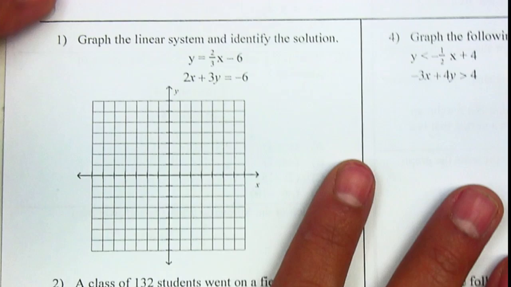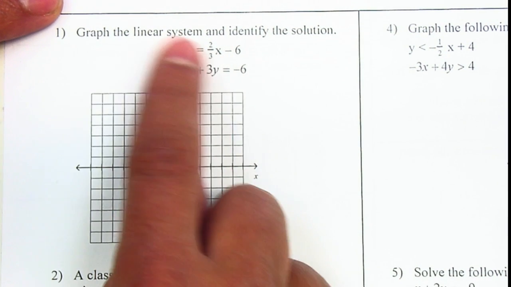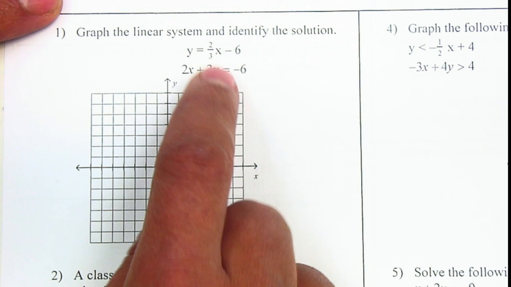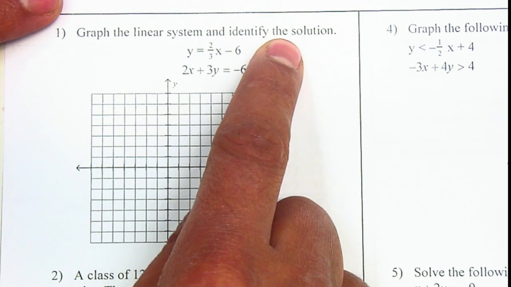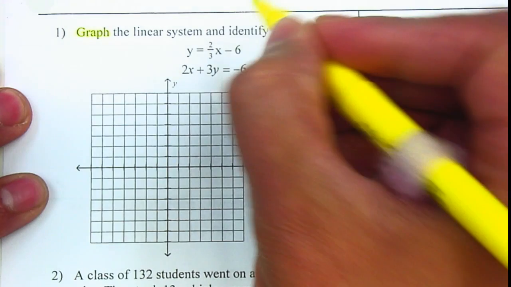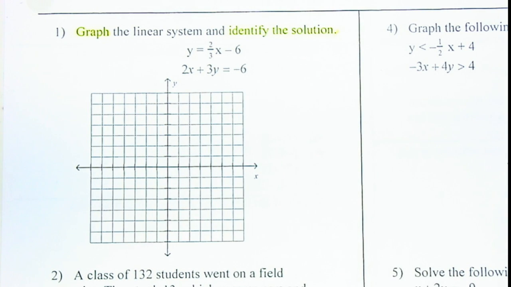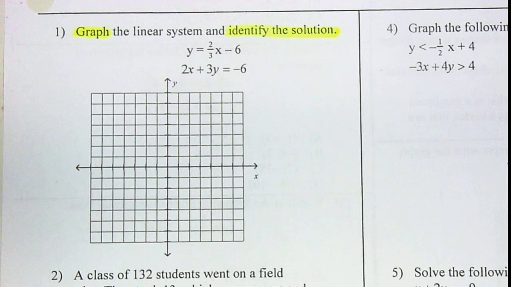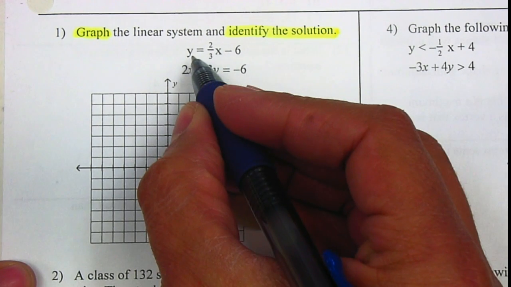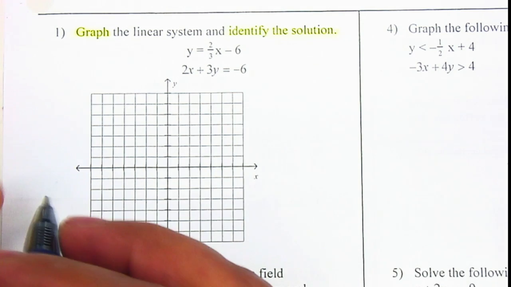On problem number 1 it says, graph the linear system. Remember, we have a system that consists of two different equations, and identify the solution. So we're going to graph it, then we are going to identify the solution. The solution will be where the lines cross or intersect. First, to graph the first equation, it's already in slope-intercept form, so we can just go ahead and graph it.